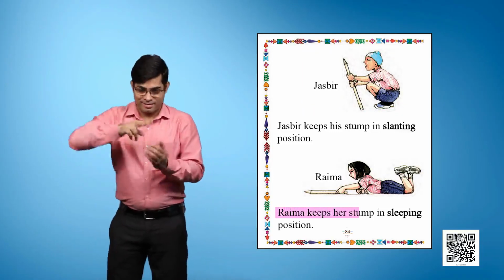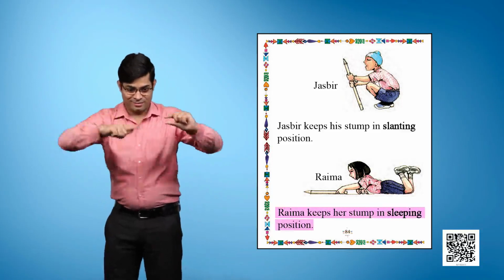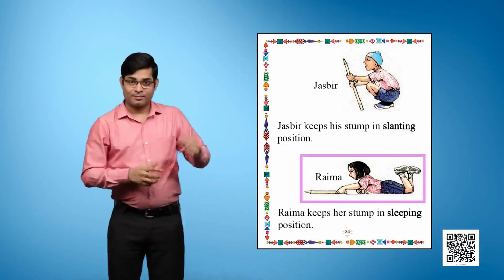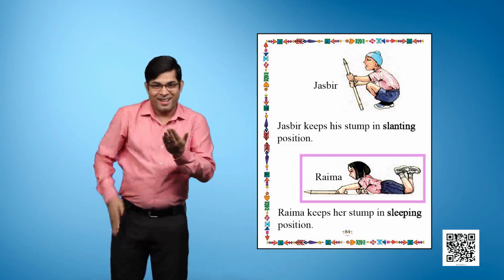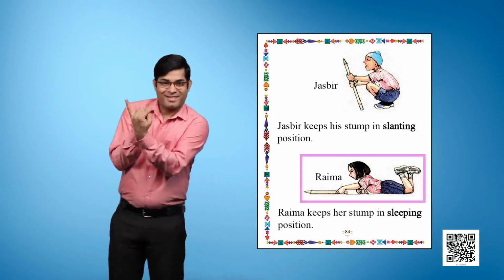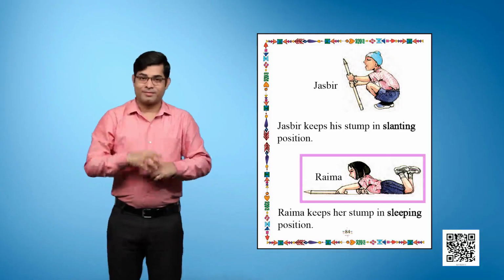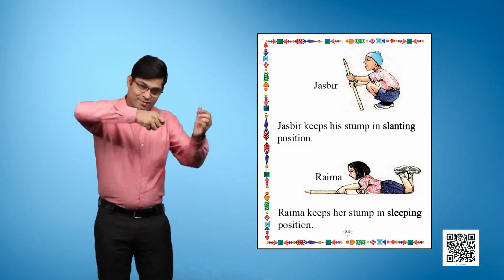Raima keeps her stump in sleeping position. Picture shows Raima is lying on her stomach and her legs are bent upward. She is holding her stump in sleeping position with one hand.